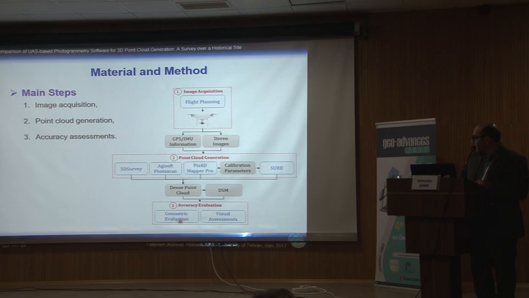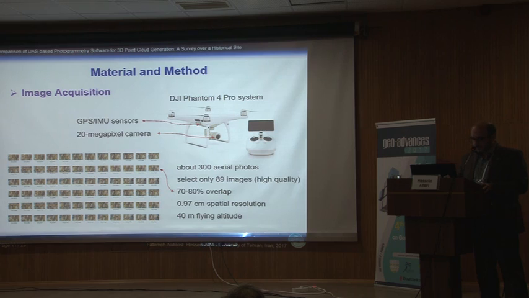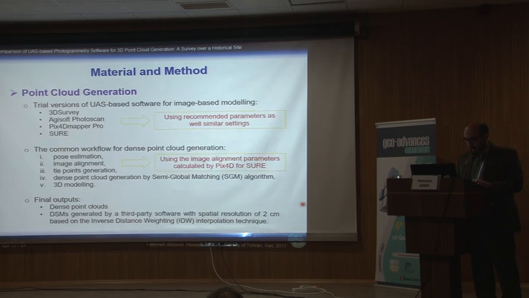The accuracy evaluation has two parts: geometric or quantitative evaluation, and visual or qualitative evaluation. This is the system that was used, a DJI Phantom 4 Pro. There were 300 aerial images, but only 89 images were selected which belong to the site, and you see that this is something like 1 centimeter spatial resolution at 40 meter flying altitude.